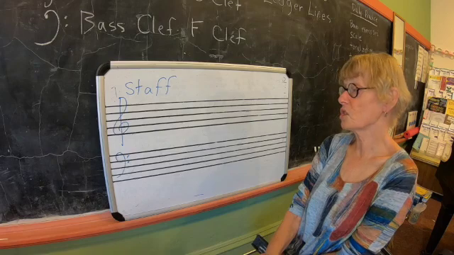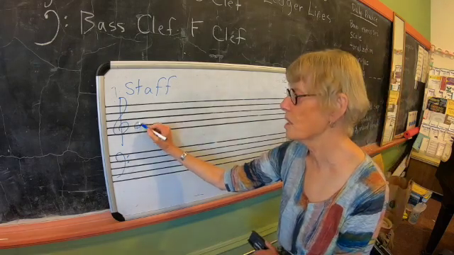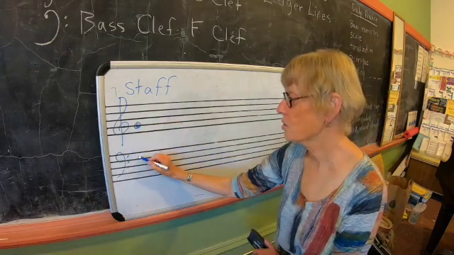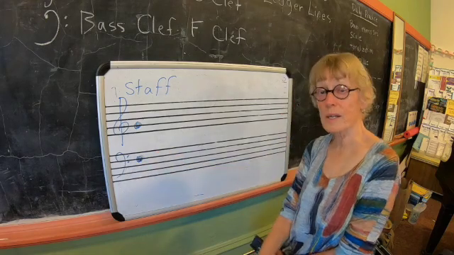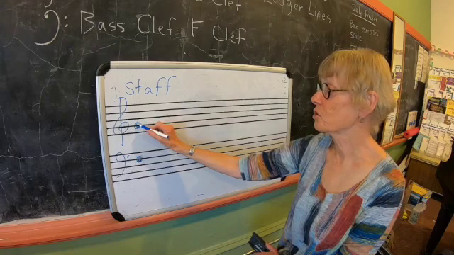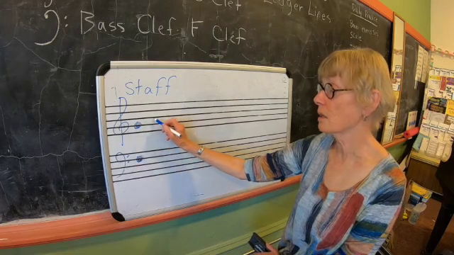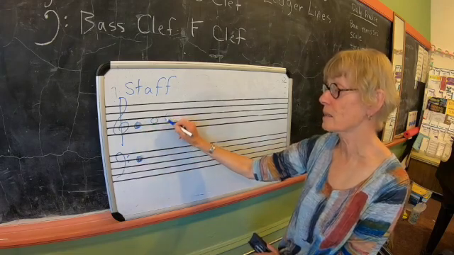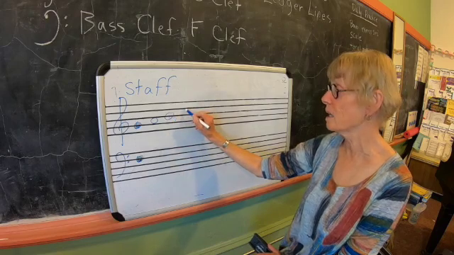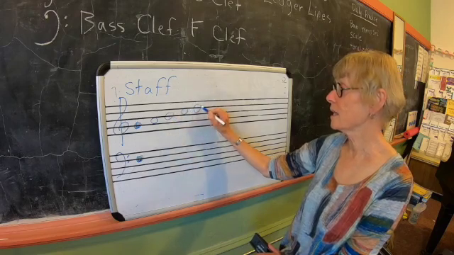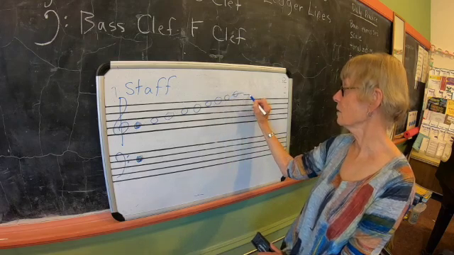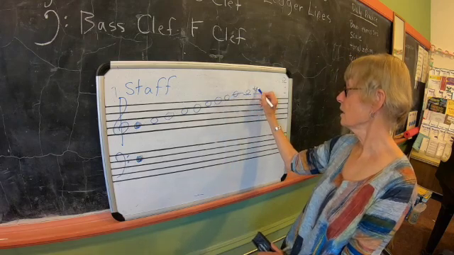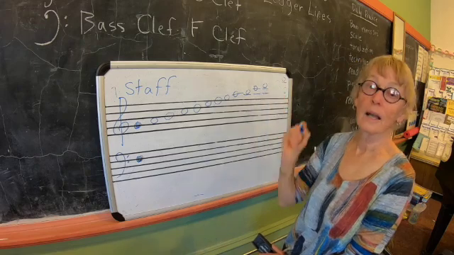And what you want to do is just start practicing. There's your G. There's your F. You don't need an instrument right now. There's your G. The next note on a space is A. The next note on a line is B. Space, line, space, line, space, line, space, line, and so on.